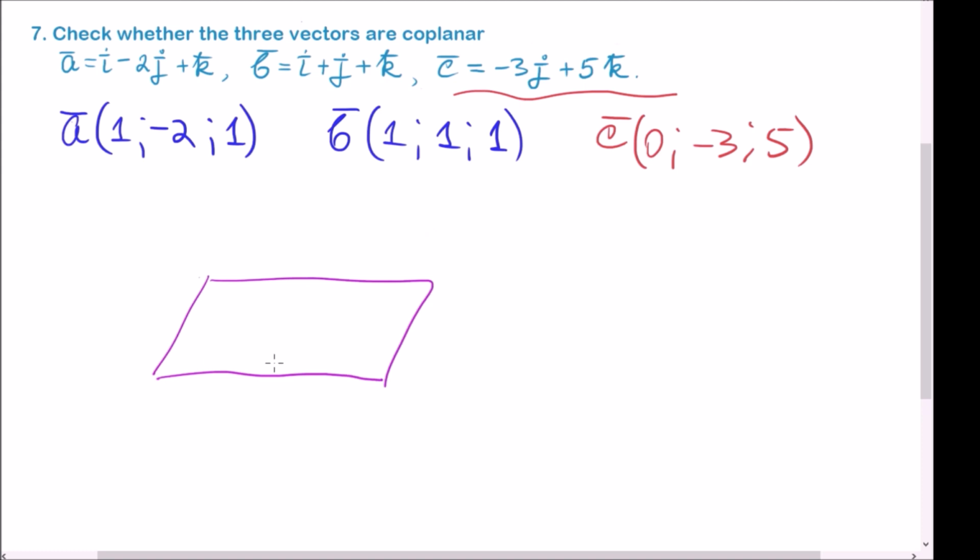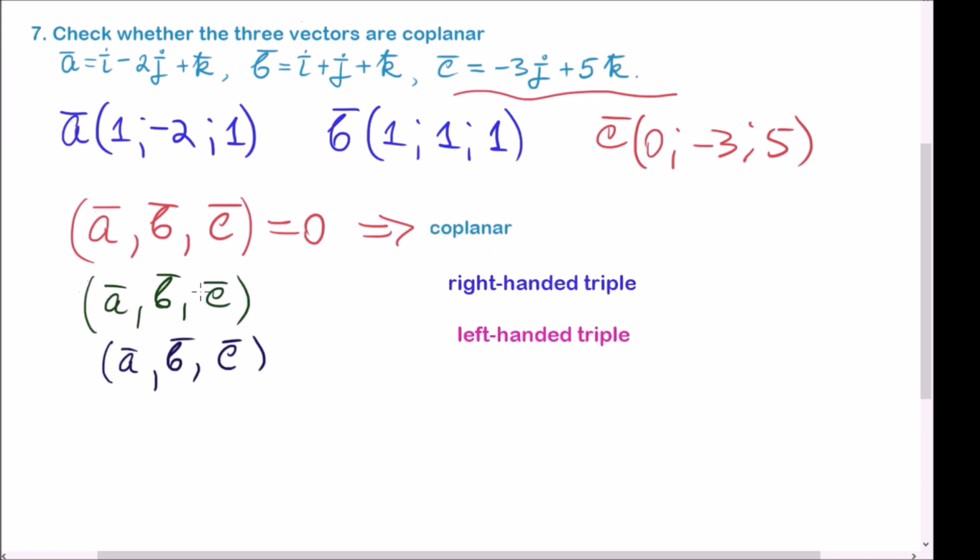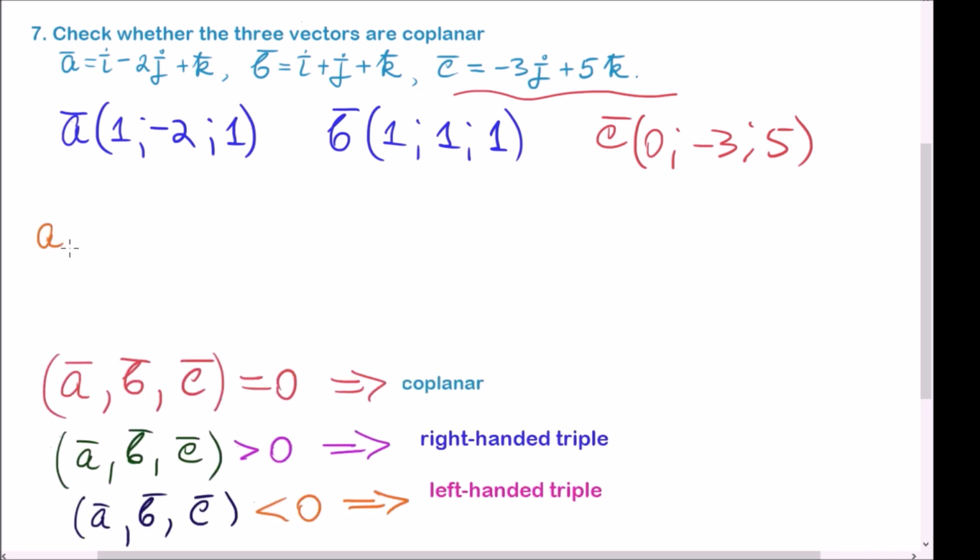Vectors that lie on the same plane or are parallel to the same plane are called coplanar. If the scalar triple product of the vectors a, b, c equals 0, then the given vectors are coplanar. If the scalar triple product is positive, then a, b, and c is a right-handed triple. If the scalar triple product is negative, then vectors a, b, and c is a left-handed triple. Let's find the scalar triple product of the vectors a, b, and c.